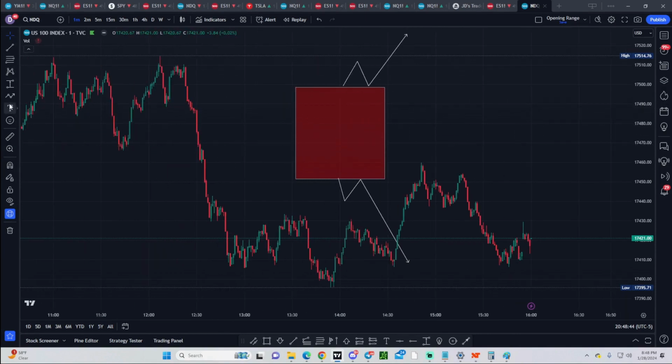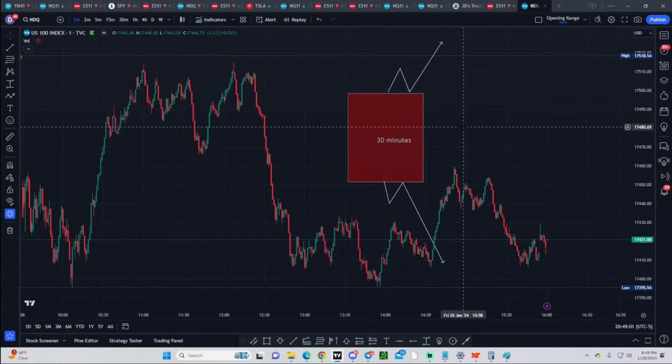So the range that I'm going to use is a 30-minute range, like we discussed in the material that I cover with you. So we're looking for 30 minutes. That's what we're looking for, okay? And I'm going to do a quick demo and see how it looks at the moment we take a trade.